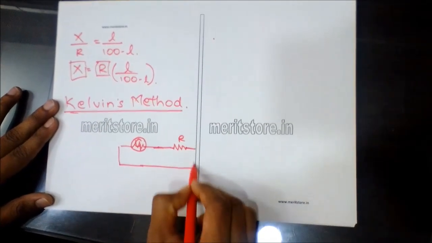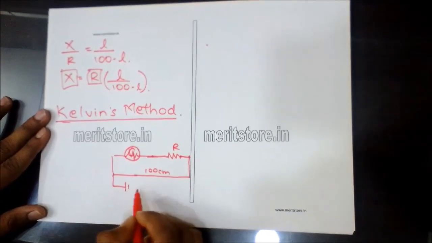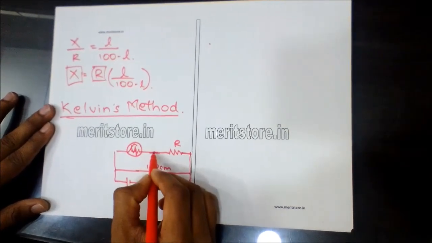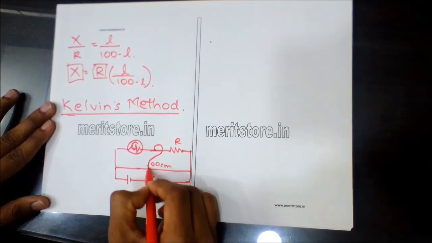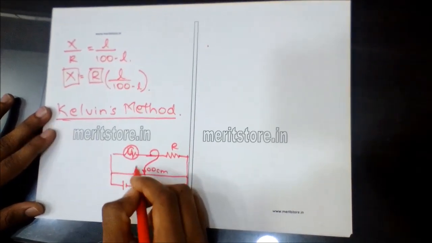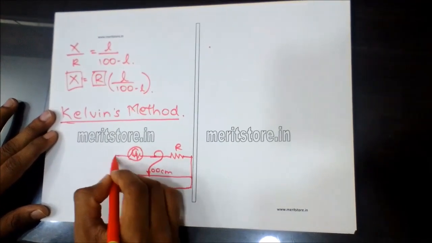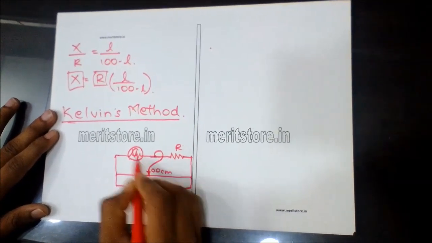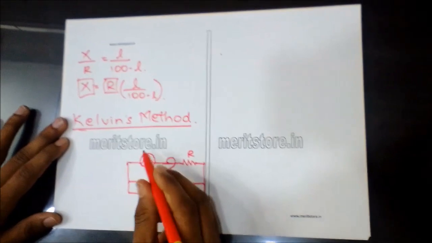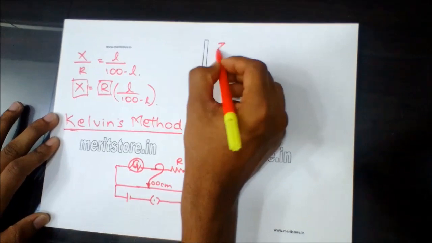The same meter bridge is used, 100 centimeters, and it is connected with the source of potential and a key. The difference in Kelvin's method is that there is no galvanometer placed on the jockey arm, as it was in the Wheatstone's meter bridge. The only galvanometer is placed as an unknown resistance, and this galvanometer itself is used to find out the zero deflection point. In Wheatstone's meter bridge, zero deflection method was used.